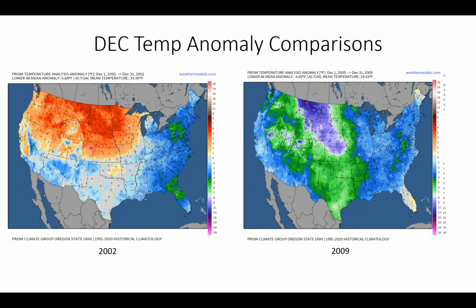Look where the warmth was in December of 2002. This looks like a very typical El Nino map, what you'd expect in an El Nino. Well, above normal readings across the northern plain states to the Pacific Northwest.